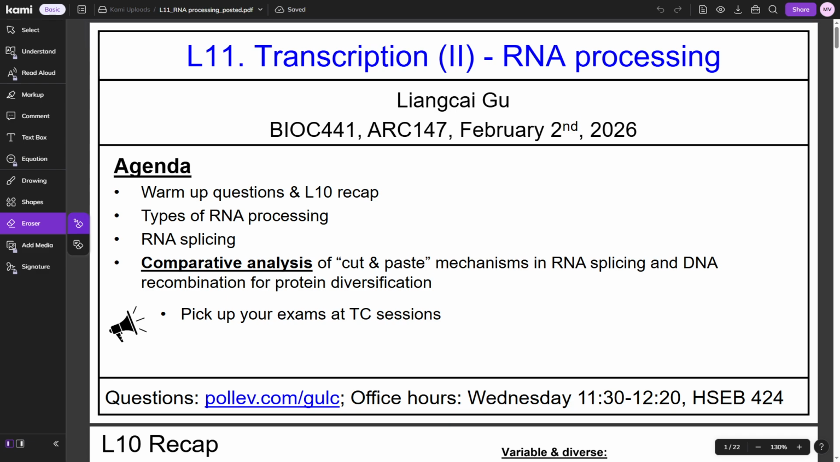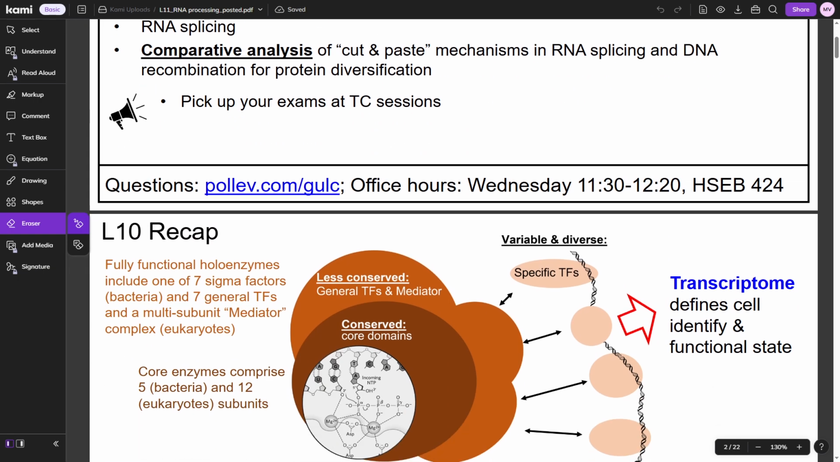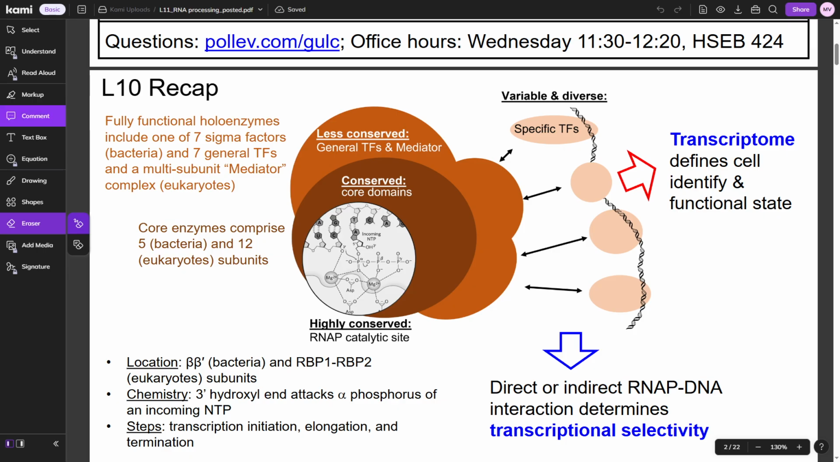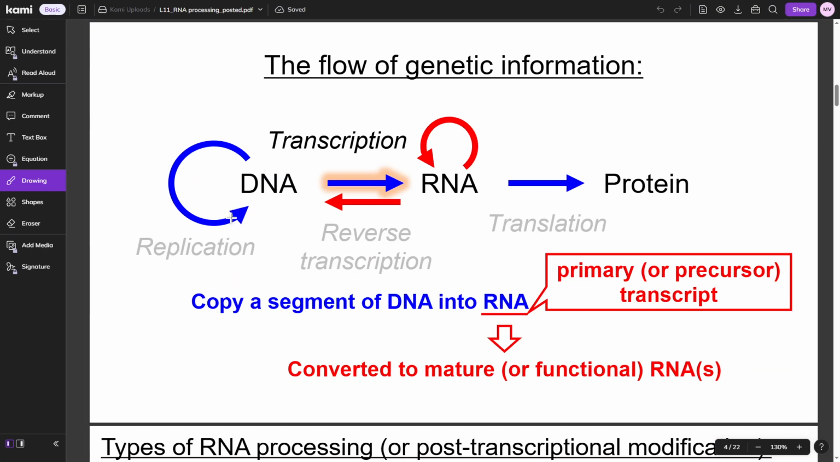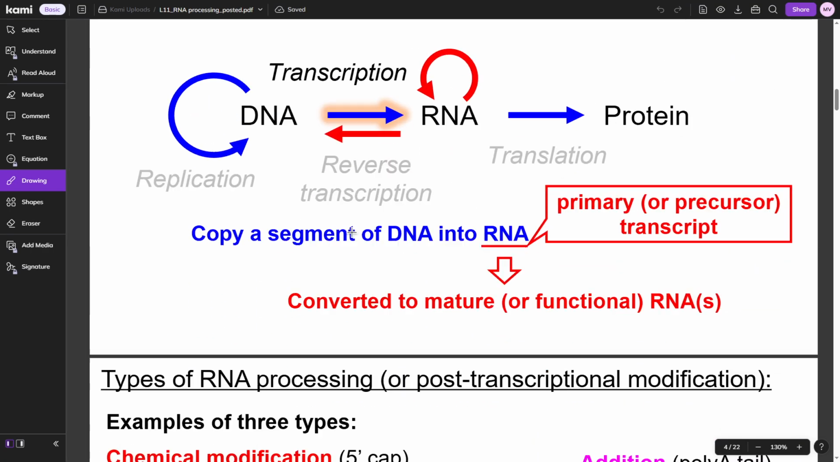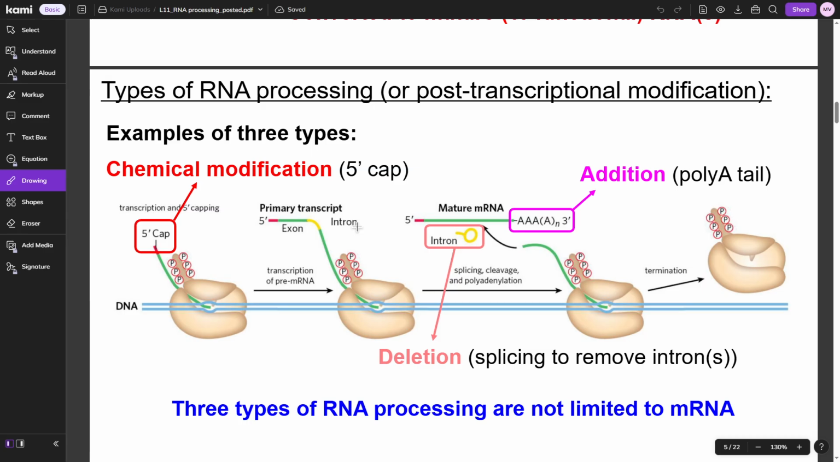Alright, hello everybody. Today we're taking a look at lecture 11, which is talking about transcription. Part 2, actually. We're talking about RNA processing specifically today. So let's get into it. I already talked about lecture 10, go ahead and watch that if you want to learn about that. But let's go ahead and move into processing.